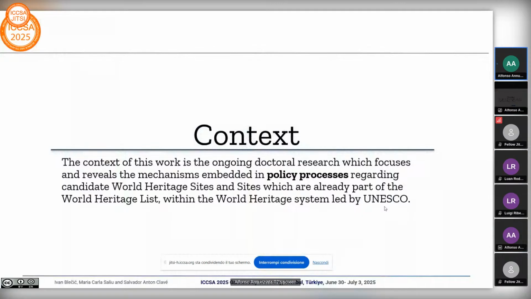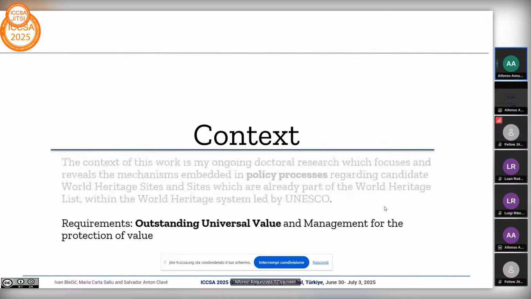About the context of this work. The context is my ongoing doctoral research, which focuses on revealing the mechanisms embedded in policy processes regarding candidate World Heritage sites or sites which are already part of the World Heritage list, in the context of the World Heritage system. The two most important requirements given by UNESCO in this system are the outstanding universal value and a management system that must guarantee the protection of that recognized outstanding universal value.